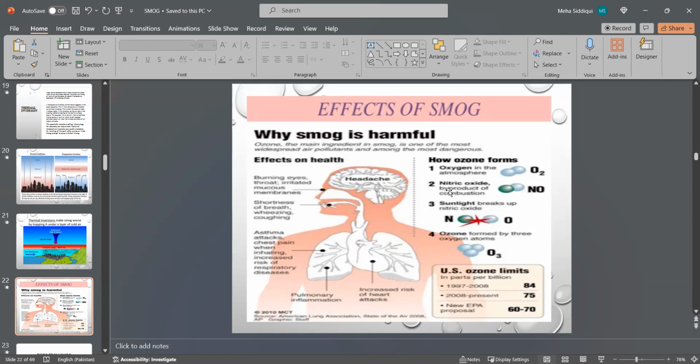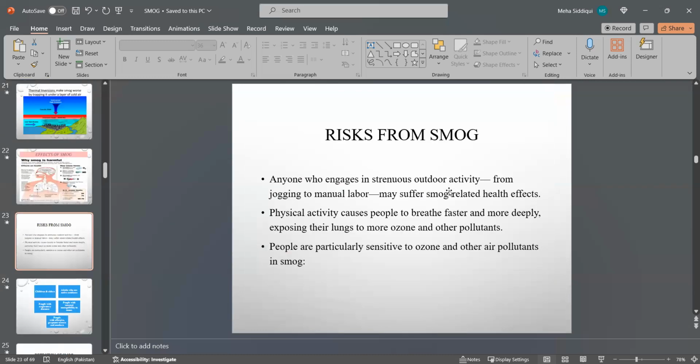And how ozone forms: we all know that there is oxygen in the atmosphere; sunlight breaks up nitric oxide, and ozone is formed by 3 oxygen atoms. Now, risks from smog. Anyone who engages in strenuous outdoor activity, from jogging to manual labor, may suffer smog-related health effects. Physical activity causes people to breathe faster and more deeply, exposing their lungs to more ozone and other pollutants.